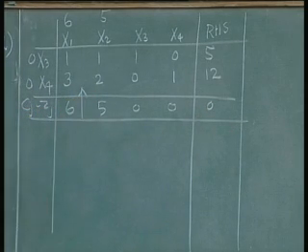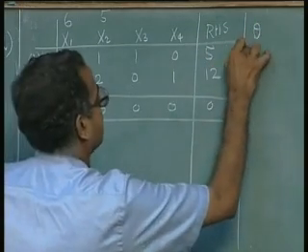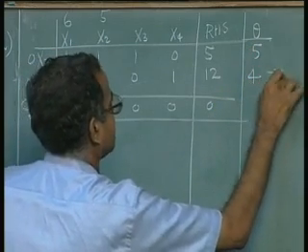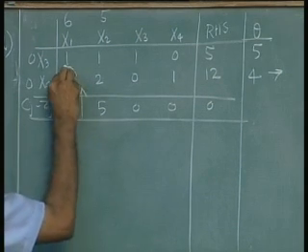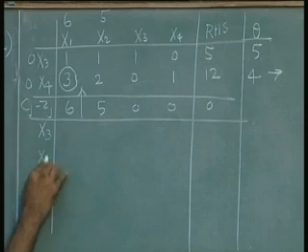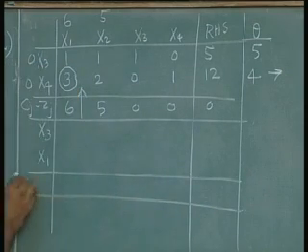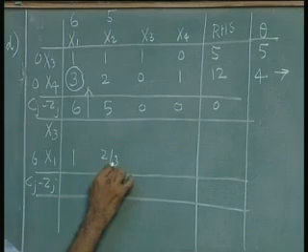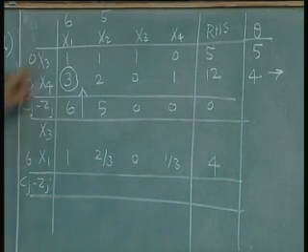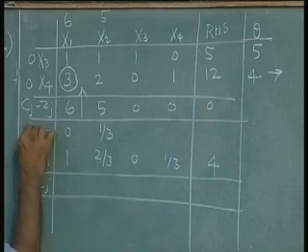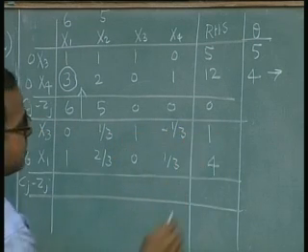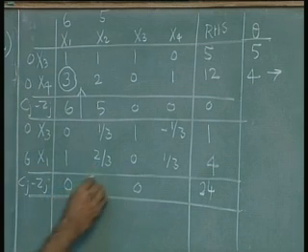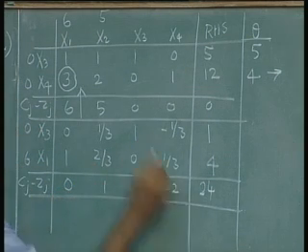Now variable x1 with the largest positive Cj minus Zj enters. Corresponding theta values are 5 and 4. So 4 is the minimum theta. So variable x1 enters to get x3, x1. Dividing by the pivot element, we would get 1, 2 by 3, 0, 1 by 3, 4. This minus this would give us 0, 1 by 3, 1, minus 1 by 3, 1, z equal to 24, 0, 0. 6 into 2 by 3 is 4, 5 minus 4 is 1, 6 into 1 by 3 is 2, we get minus 2 here.